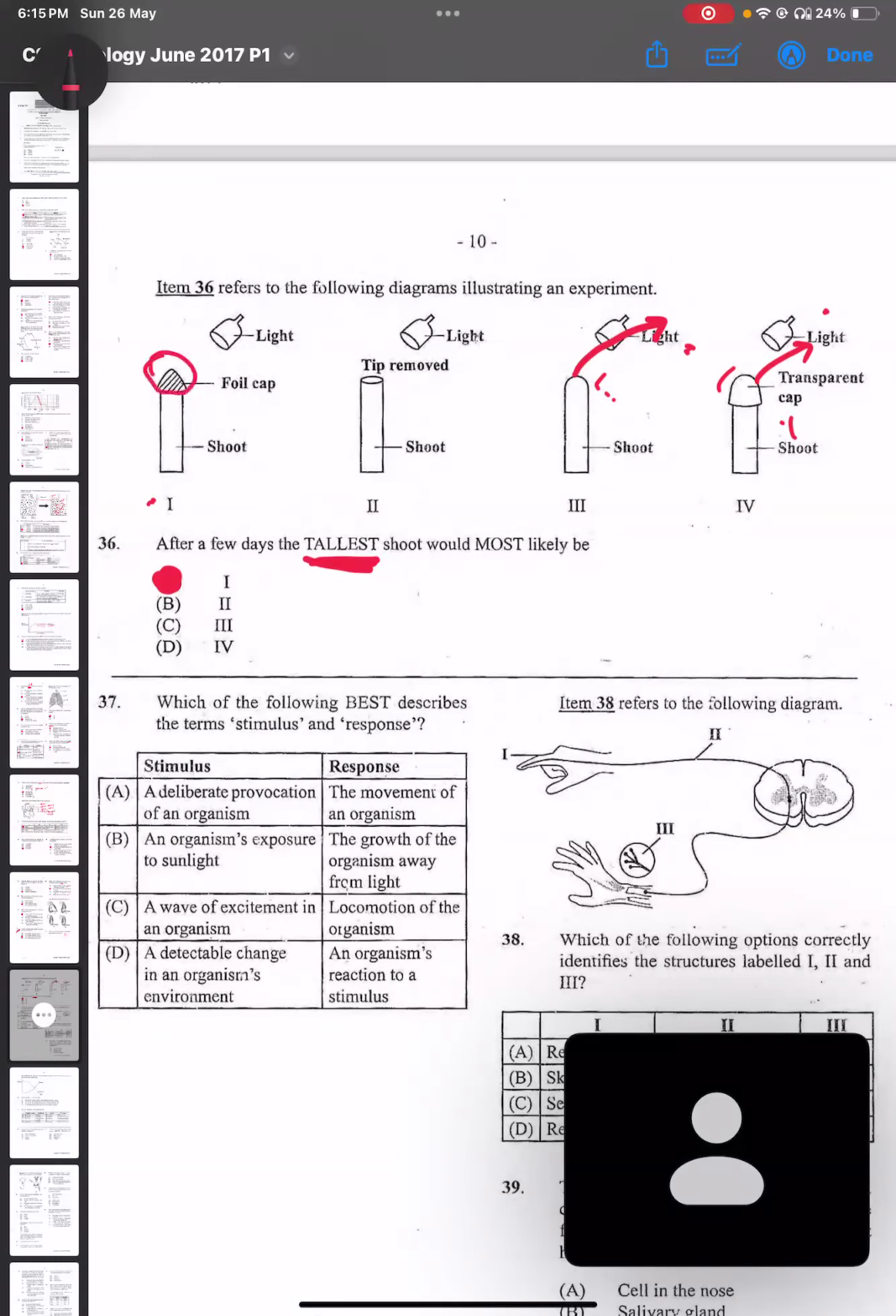This one has a foil cap, so the tip is not exposed to the light. And because the tip is not exposed, it will go straight up. So 36, the answer is A. You understand? All right.